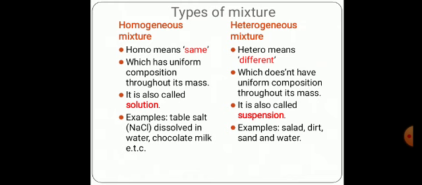So we discussed two types of mixture, homogeneous and heterogeneous. Homo means same, hetero means different. Homogeneous means the same composition throughout its mass. Heterogeneous means different composition throughout its mass. A homogeneous mixture is called a solution. A heterogeneous mixture is called a suspension.